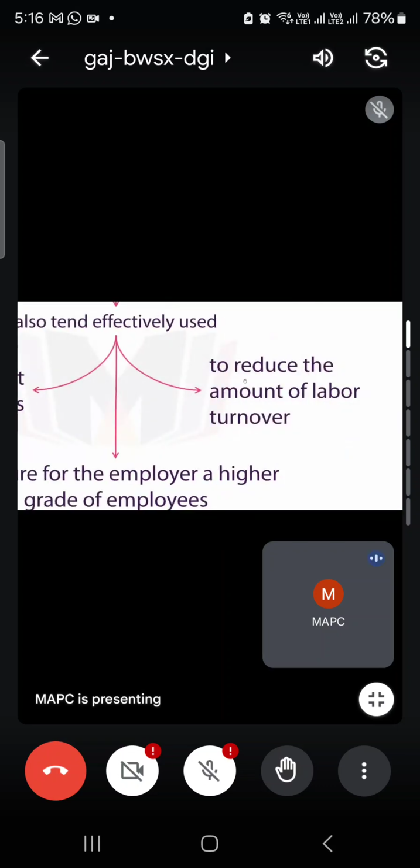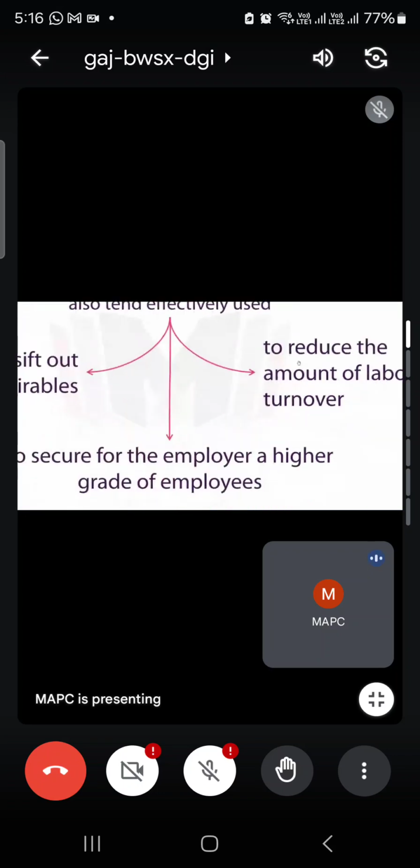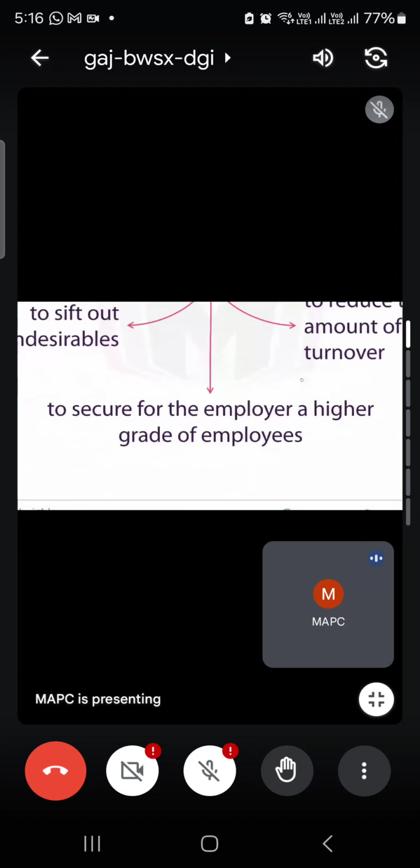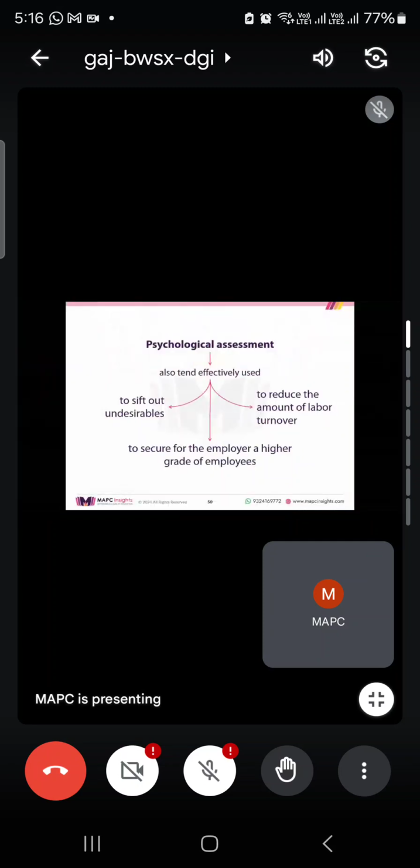To reduce the amount of labor turnover: if you select the wrong person for the job, then obviously that person is unfit, and after some time the person will leave the company, and in this way the labor turnover will increase. So psychological assessment helps us reduce labor turnover, which we call attrition, and secure for the employer a higher grade of employee. Obviously the best employees we can select with proper psychological assessment.